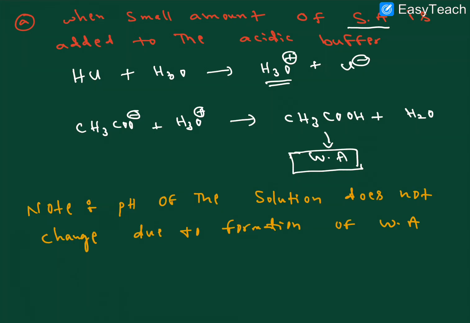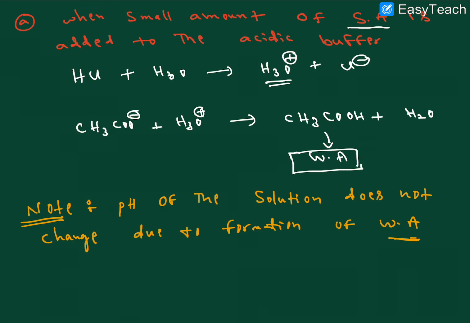I hope it is very clear. Acetic acid is a weak acid. It won't affect the pH that much. So note this point here: the pH of the solution does not change due to the formation of weak acid, right? So the pH remains constant here.